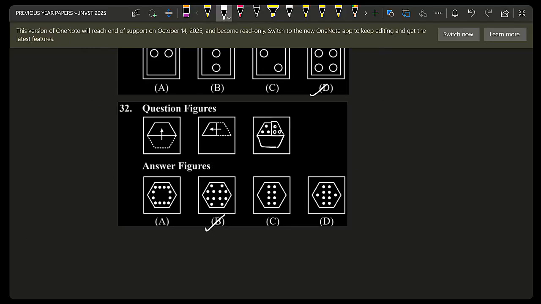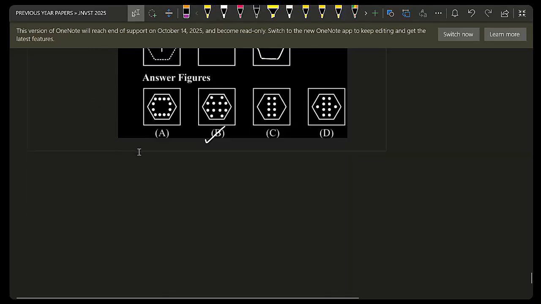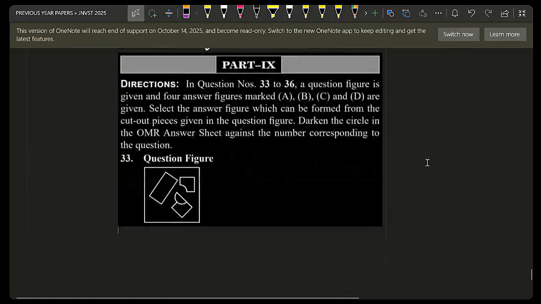And we'll go into Part 9. In question numbers 33 to 36, a question figure is given and four answer figures are marked A, B, C, D. Select the answer figure which can be formed from the cutout pieces given in the question figure. So we have to use these pieces to create the answer figure. So let's take the answer figures of 33rd question.